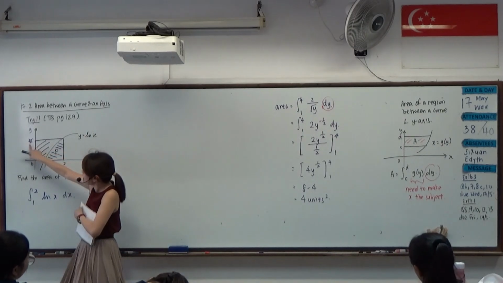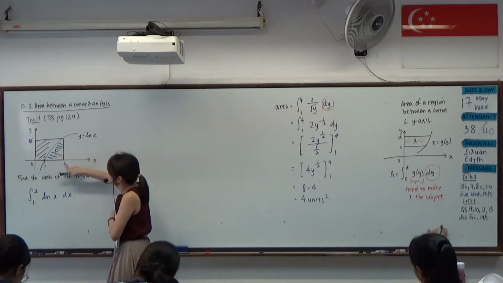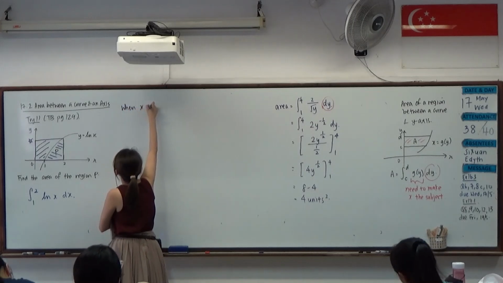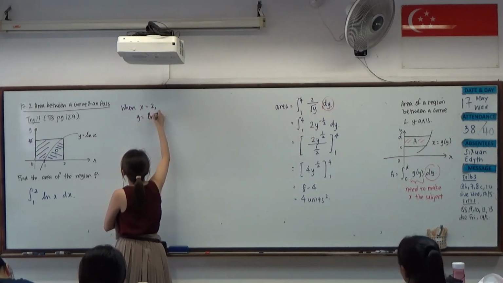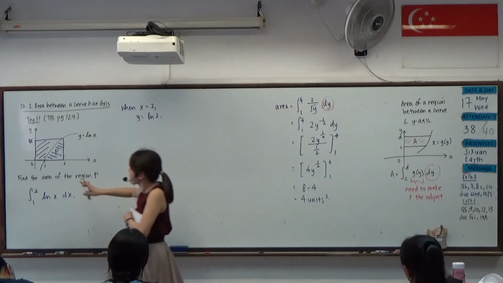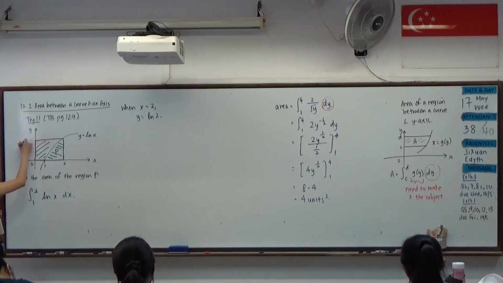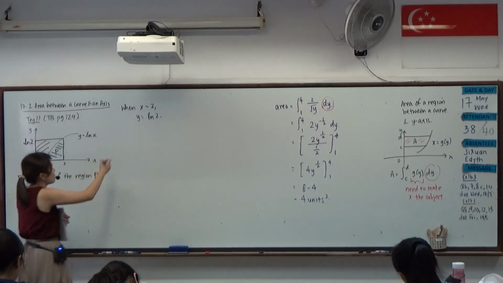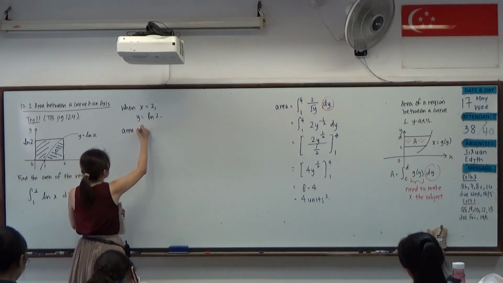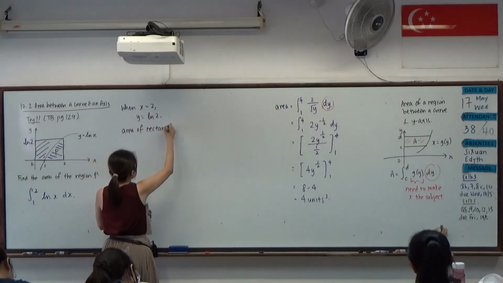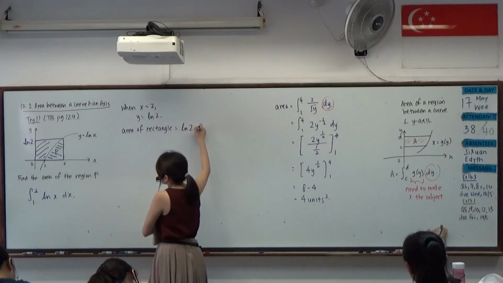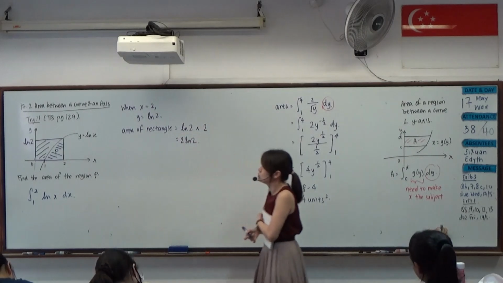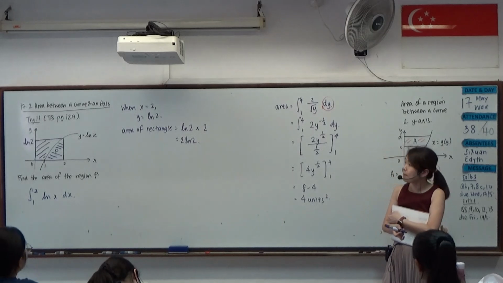So first we find out what is this value. That is when x is equals to 2. So y equals to ln 2, and therefore I get that this value is ln 2. The area of the rectangle will then be length times breadth, so ln 2 times 2. We leave it exact first, 2 ln 2.